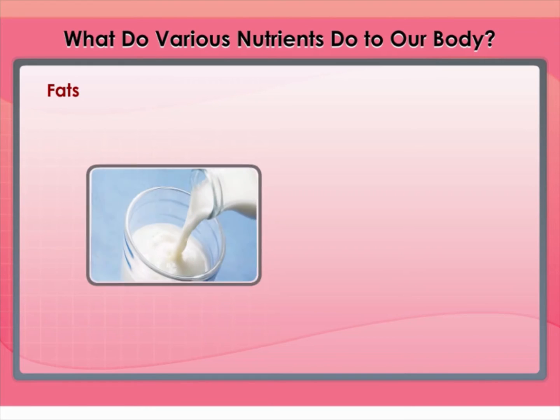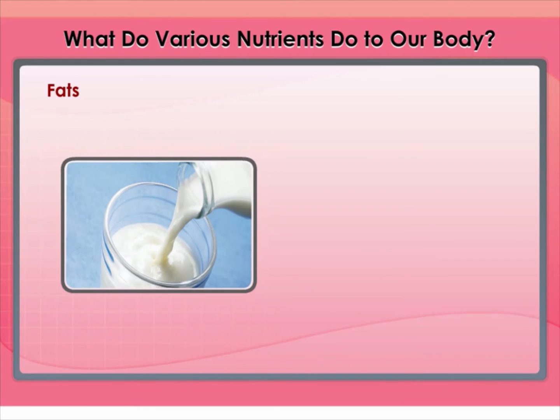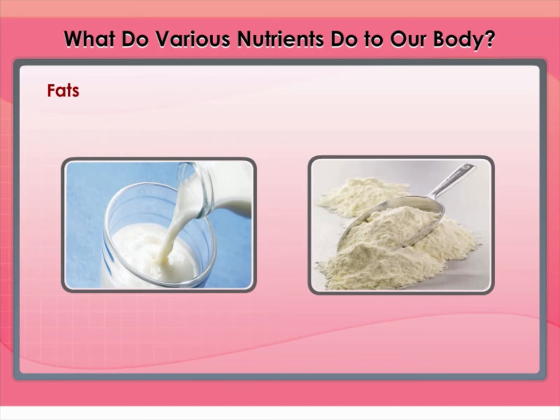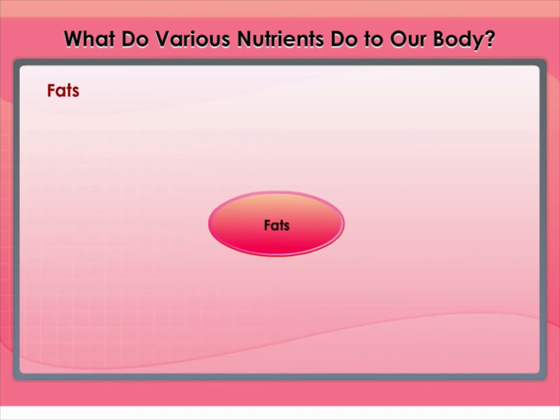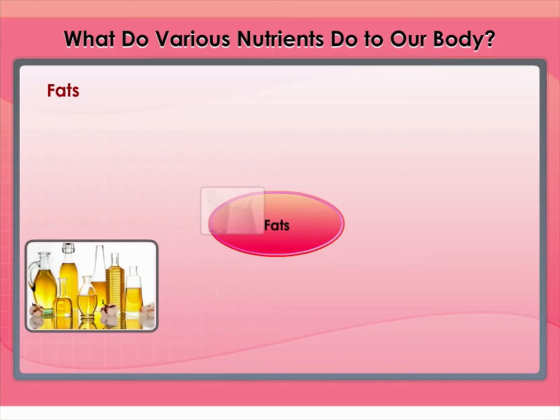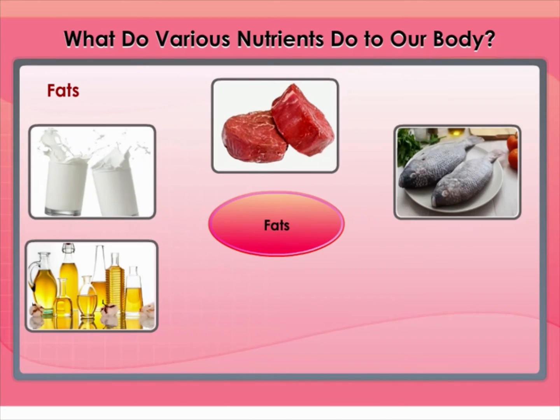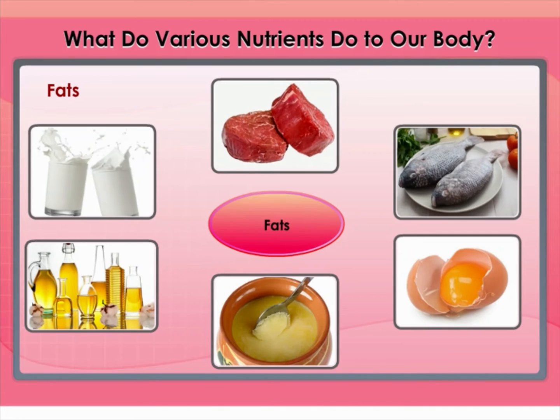Fats. At home, in the absence of milk, we use milk powder as a substitute. Similarly, fats are the substances which get stored in the body. In the absence of carbohydrates, fats are utilized to produce energy. The food sources of fat include oil, milk, meat, fish, egg, and ghee. As carbohydrates and fats are involved in producing energy for the body, these are referred to as energy-giving foods.